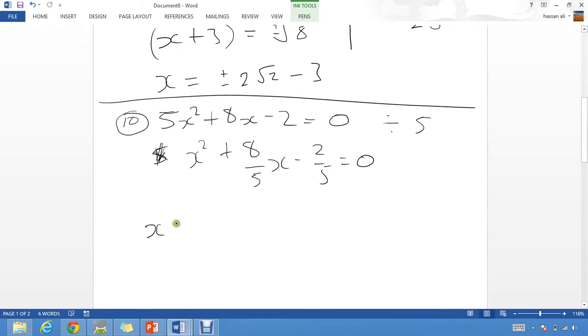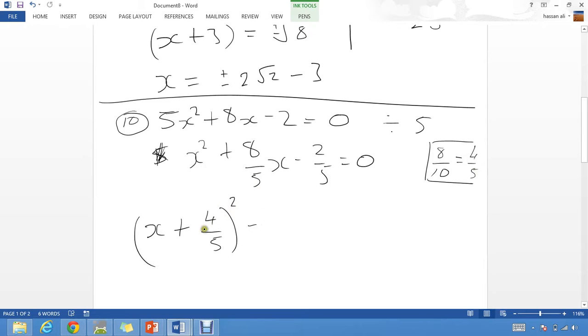So x plus, remember you divide this by 2. 8 over 5 divided by 2 will give you 8 over 10. If you're not sure how I got this, you do 8 over 5 divided by 2 over 1 as a fraction, and you'll see it gives 8 over 10. If you simplify that by 2, that gives you 4 over 5. So I'm going to put 4 over 5 squared.